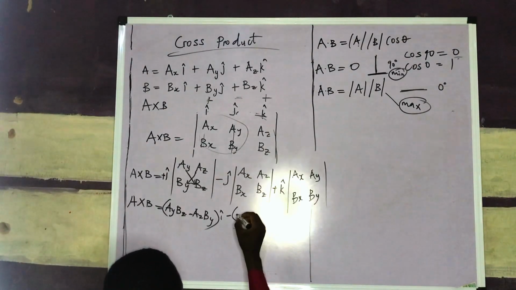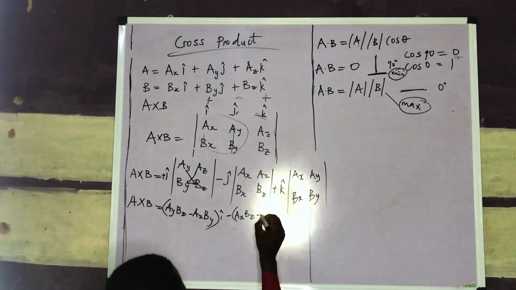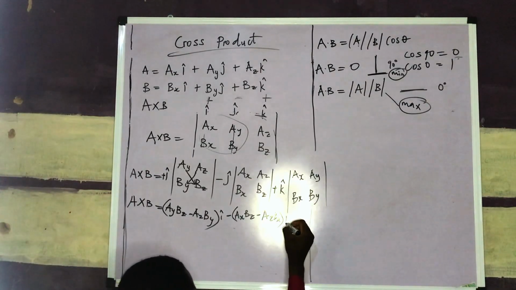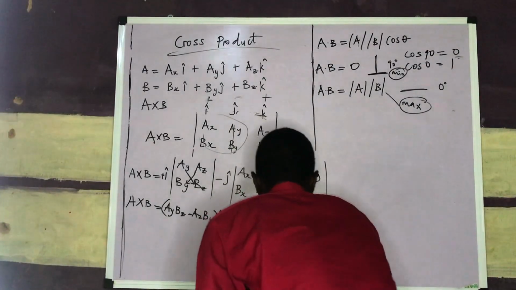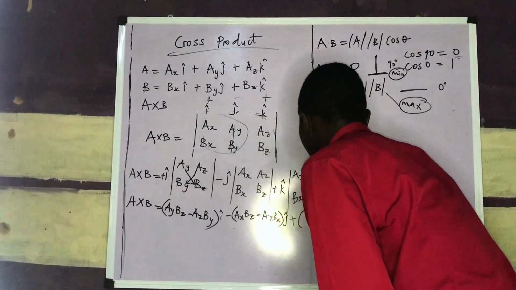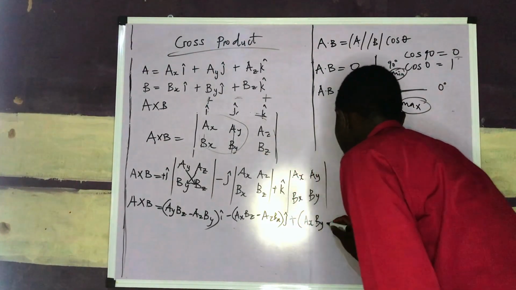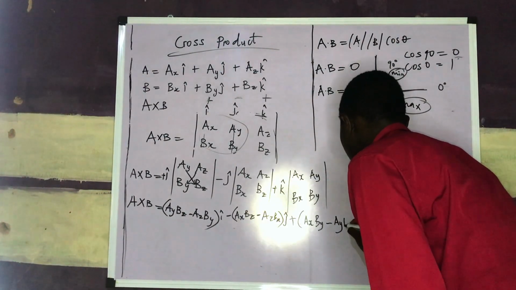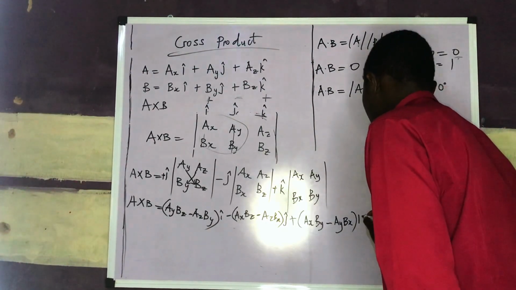That's this one multiplied by this one, which is what? AX times BZ minus AZ times BX. That will give you your J. Why the last one, which is plus, open bracket, AX times BY minus AY times BX, which is K.